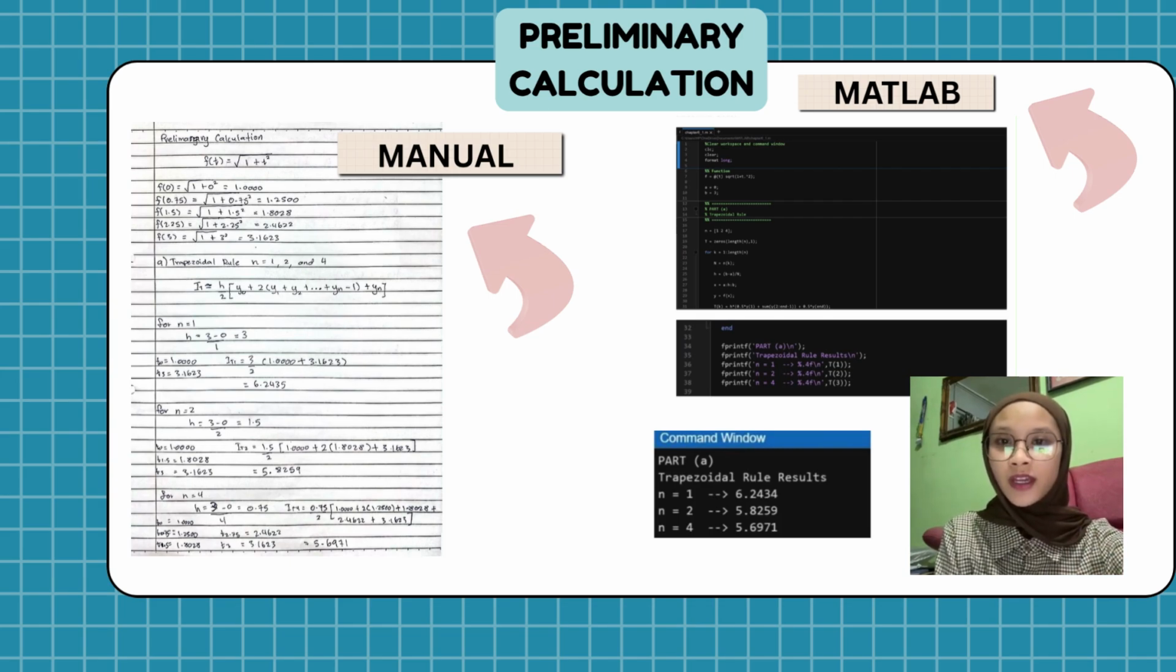Today I want to present chapter 6, which is the preliminary calculation. Before applying the numerical methods, we first carry out the preliminary calculation. As you can see in this slide, the manual and MATLAB solutions are shown. In this calculation, we can see that both calculations give similar answers, which are N1 6.2434, N2 5.8259 and N4 5.6971.